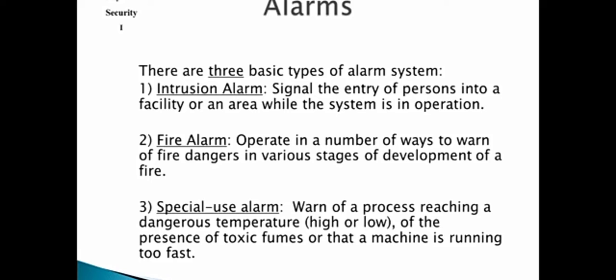We have fire alarm systems. They have different ways, different sensors. We briefly discussed those back whenever we were putting together our emergency plan, when we talked about fire alarms. And then we have special use alarms. They warn of a process reaching a dangerous temperature, high or low, of the presence of toxic fumes, or that a machine is running too fast. Okay, those are special use alarms.